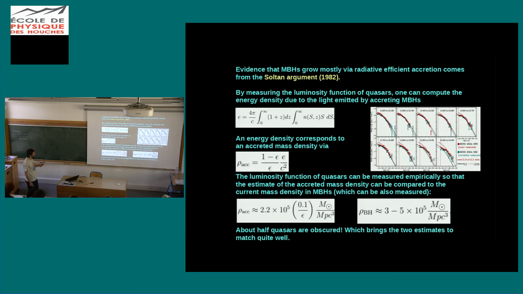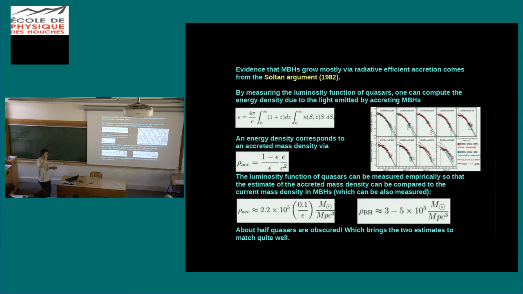We can infer that number there, right? And if you do the exercise and you integrate the luminosity function of quasars, what you get is about 2 × 10⁵ solar masses per megaparsec cubed. This is the mass density of supermassive black holes in the universe today that you would infer by converting the luminosity function of quasars into accreted mass.